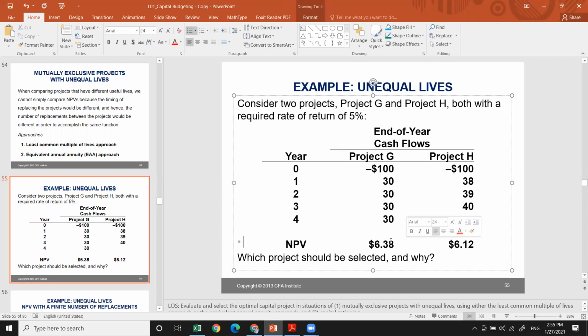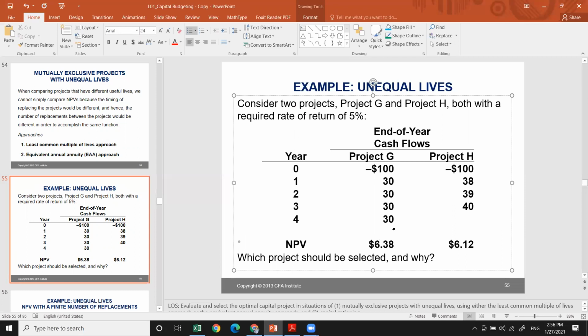If you didn't have any information regarding the projects having different useful lives, then you could not make a decision on selecting according to NPV, you would just select the highest NPV. This would be your decision. However, we need to make some adjustments in here.